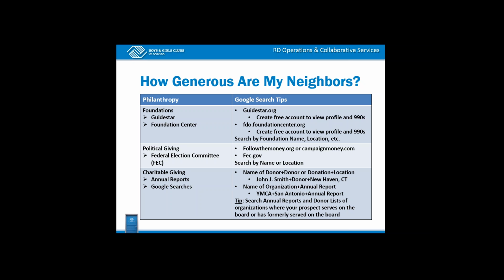And then just overall charitable giving is probably the hardest thing to find because we don't always publish our annual reports online, or people are anonymous when they give. There's a number of reasons why, but these are some tips and tricks for how to find that information.